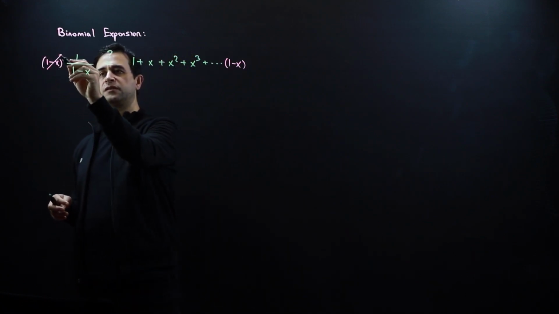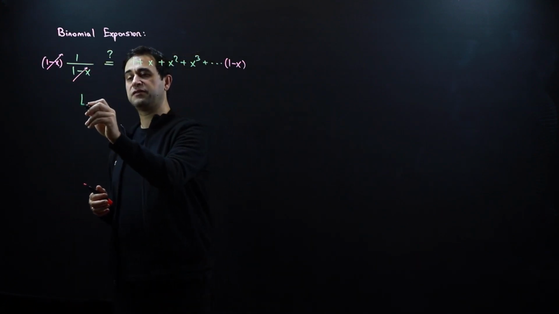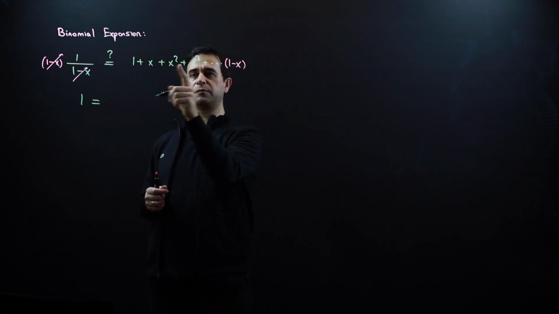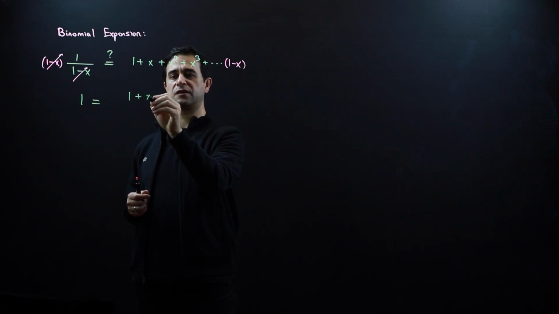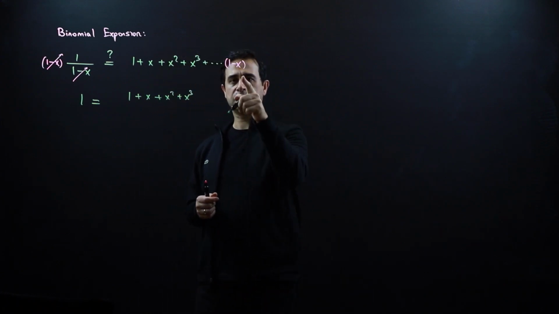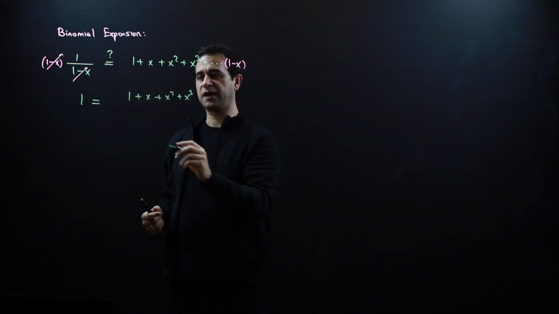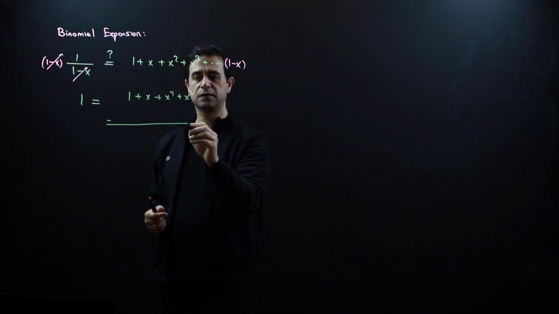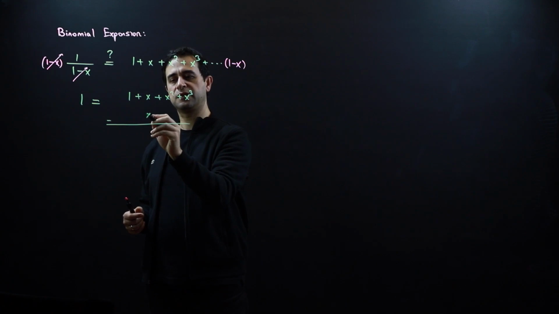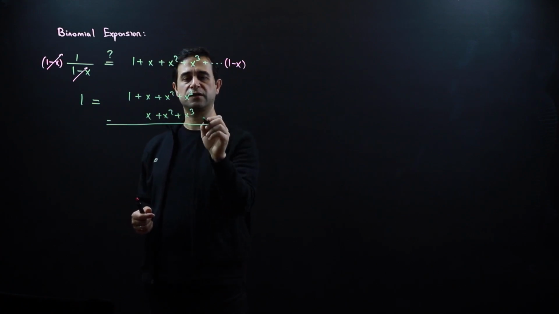And if I do that, this is going to cancel that. And the left-hand side would be equal to 1. And the right-hand side, I'm going to multiply everything by 1. So that's 1 plus x plus x squared. It's going to go like that, right? And then I'm going to subtract all of the series multiplied by x. So x times 1 is x, and x squared, and x cubed, and it goes like that, right?